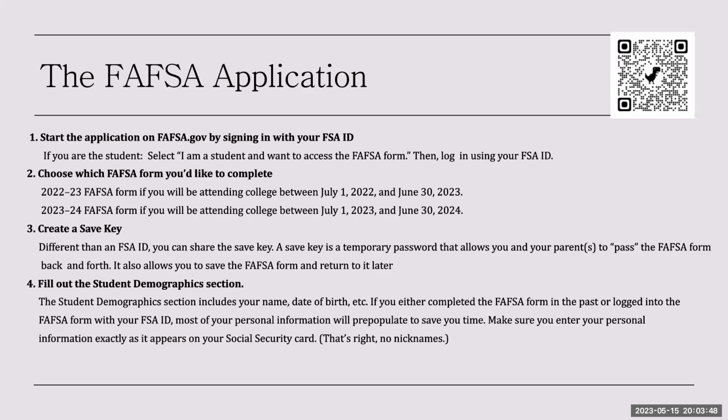Lastly, you want to then move on to the student demographics section. The student demographics section includes your name, date of birth, and other personal information. If you enter the application with your FSA ID, then you'll notice that some of that information will automatically be on there. You still want to double check in case of a typo or error. Make sure that all your information is on there. You can use the QR code on the screen to access a more detailed step-by-step and screenshots for how to complete the application.